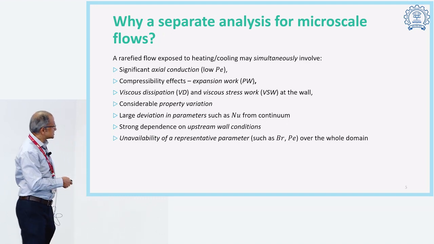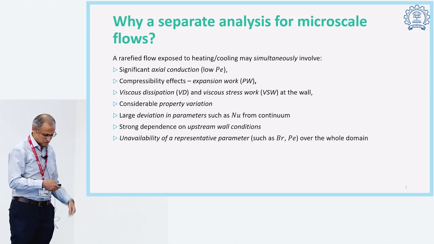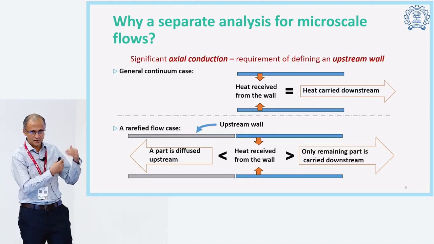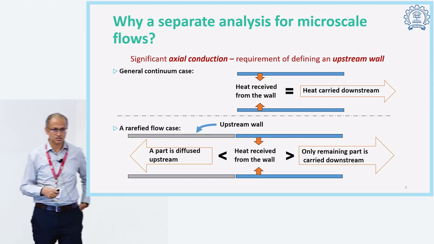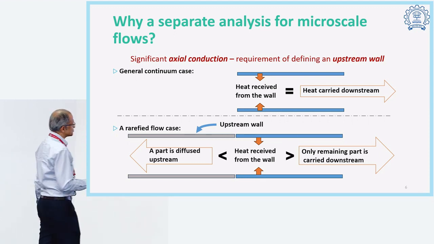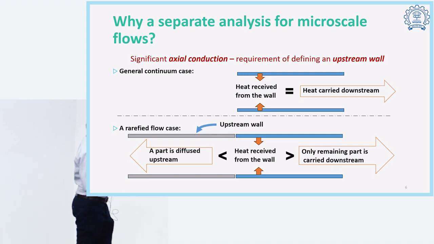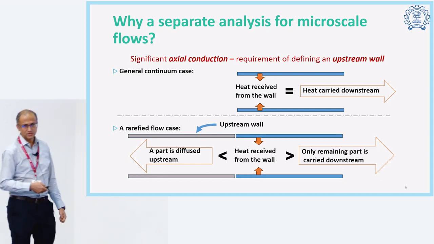And so you can see that here you would have axial conduction, expansion work, viscous stress, and property variation, and so on. In fact, I have a slide on each of them, and maybe we can get into why these are coming into the picture, and then later on we'll see what is the implication of that on the results that we would have. So let us say that when we supply heat at the wall, we expect all the heat to get carried downstream by the flow. This is assuming that the flow is from left to right.